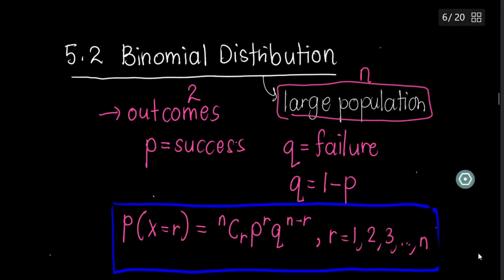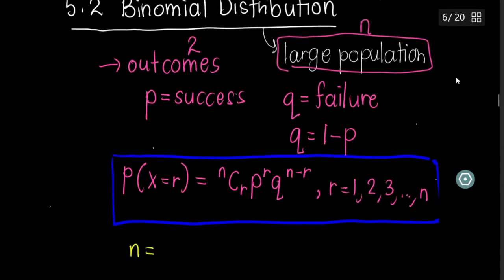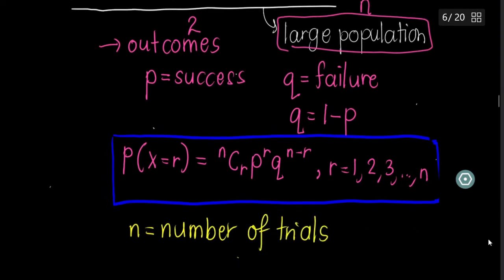Now let's look, teacher writes for you. n is the total number of experiments you are doing. That is the size. So n is the number of trials. If you write these together with teacher, it will be good because you can memorize it even faster.